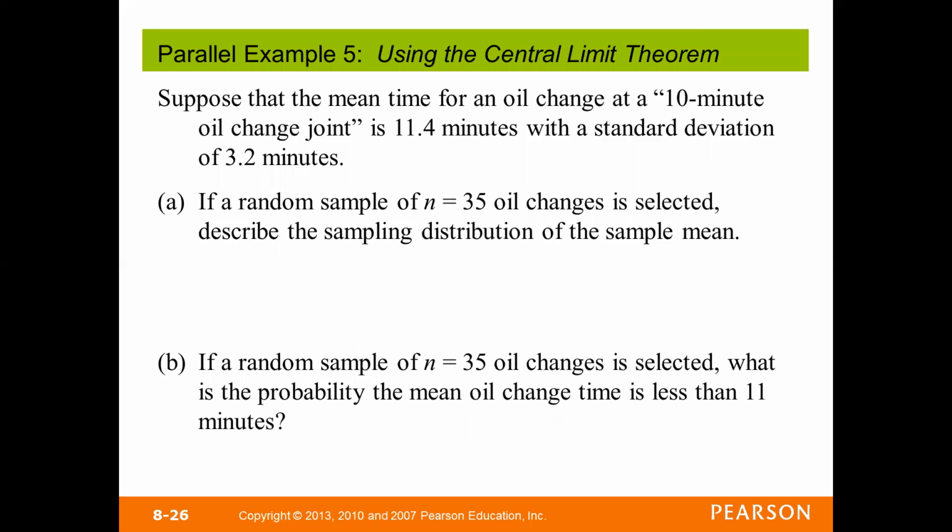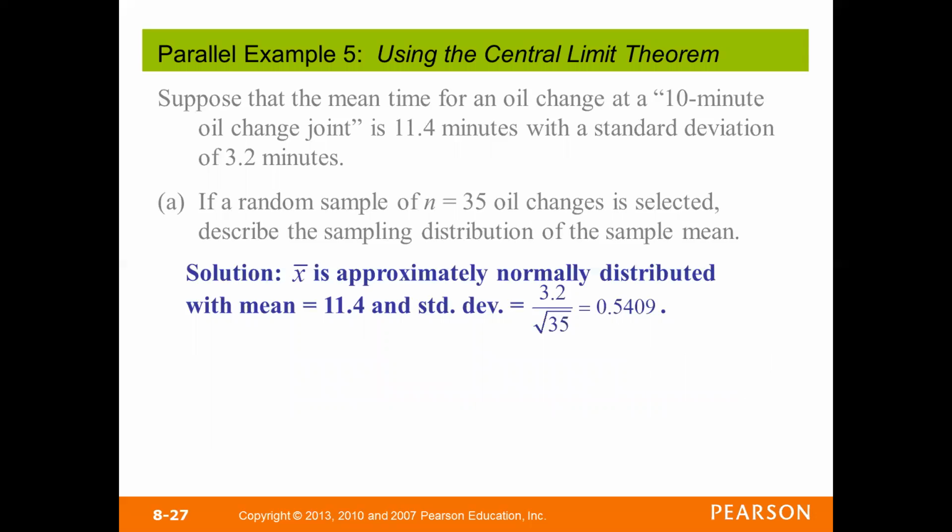So let's take an example of the central limit theorem. Suppose that the mean time for an oil change at a 10-minute oil change joint is 11.4 minutes with a standard deviation of 3.2 minutes. If a random sample of n equals 35 oil changes is selected, describe the sampling distribution of the sample mean. And if a random sample of 35 oil changes is selected, what is the probability the mean oil change time is less than 11 minutes?